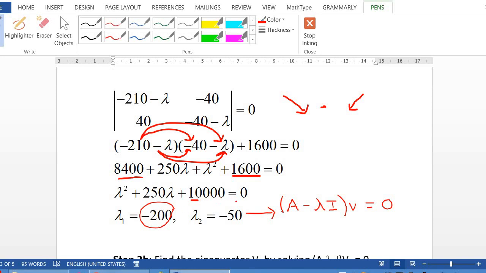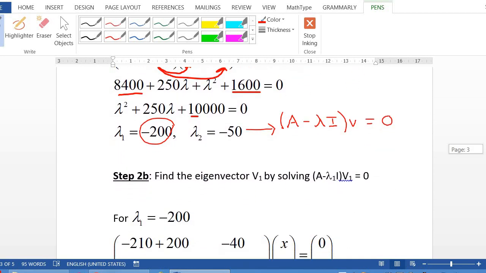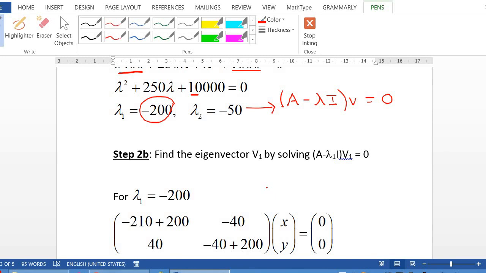You may solve it using your scientific calculator, and we get two real and distinct roots. Lambda 1 is negative 200, lambda 2 is negative 50. So the following step finds the corresponding eigenvector. When lambda 1 is negative 200, to find the first eigenvector v1 we solve the homogeneous system (A minus lambda 1 I) v1 equal to 0. Therefore, lambda 1 equals negative 200.